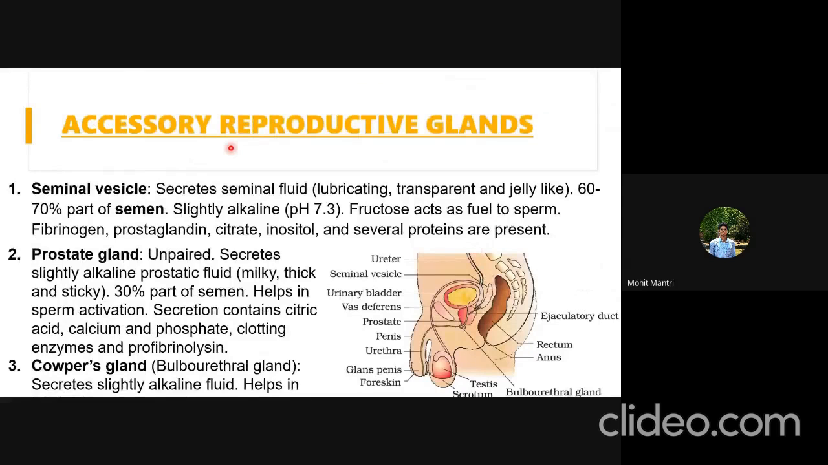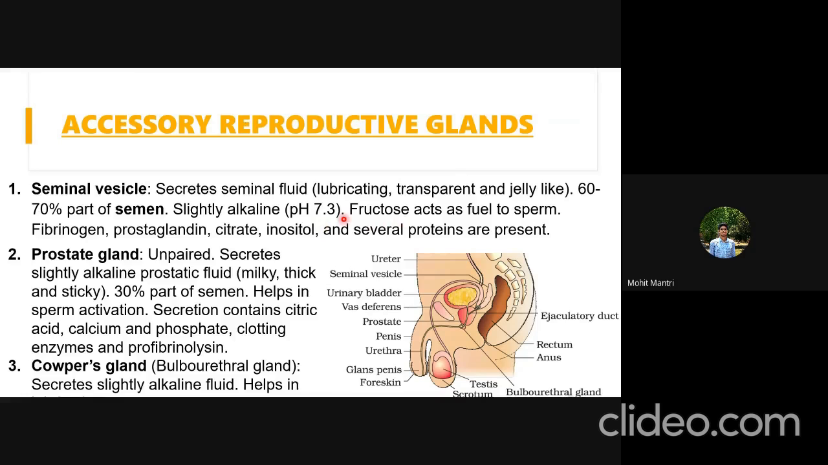Now, the accessory reproductive glands include a pair of seminal vesicles. So, this seminal vesicle secretes a fluid which is known as seminal fluid, which is a lubricating, transparent, and jelly-like fluid, and it makes up 60 to 70% of the semen. So here, this is the pair of seminal vesicles, and it releases seminal fluid, and the fluid is slightly alkaline and has a pH of around 7.3. It also contains fructose, which acts as the fuel for the sperm for their motility.